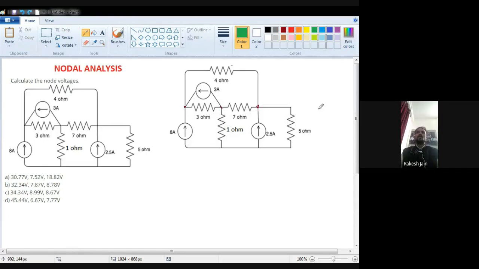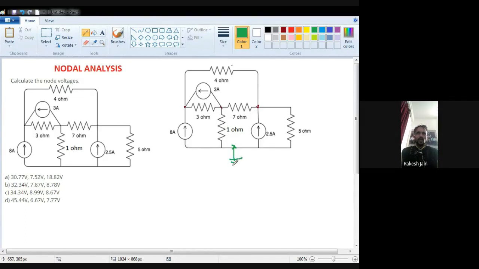So there are 3 nodes at the top side, and at the bottom side, see this 8 ampere, this 1 ohm, this 2.5 ampere and 5 ohm resistance connected with this. So at any point just consider it as a node. This is also a node, which we take as a reference node. So just connect this node to ground.